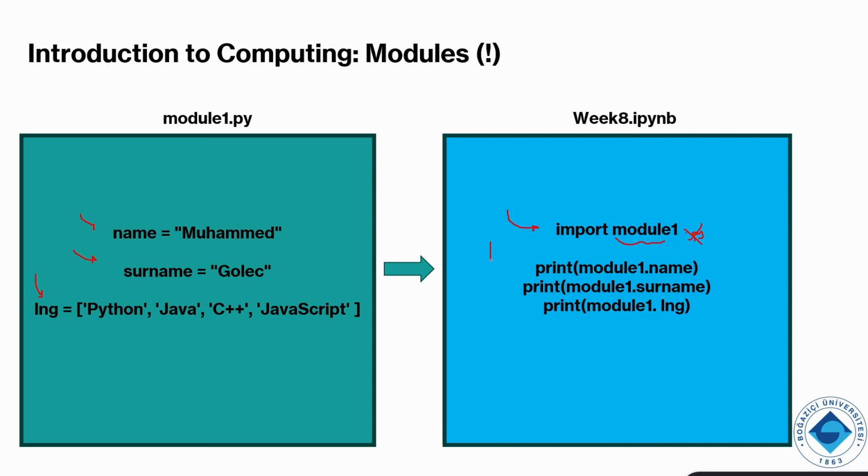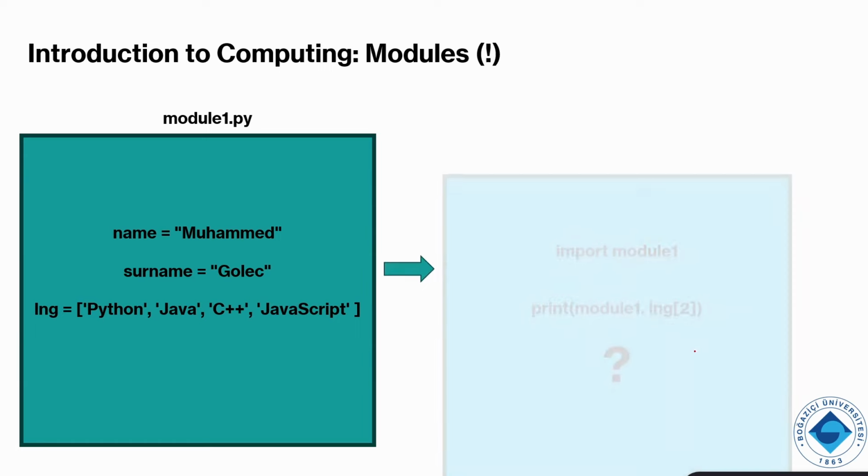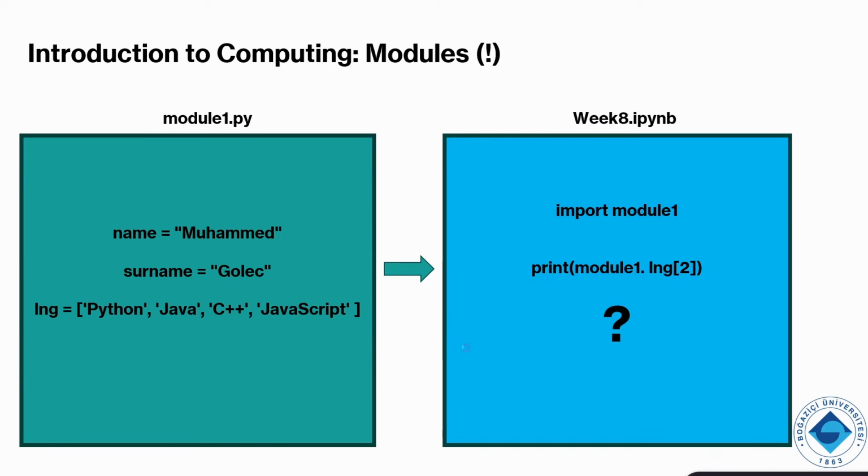And if I want to print my variables, I will use module1.name and module1.surname here. Likewise, if I want to print my list inside of the module, I will use print module1 dot my list name. It is language. Okay, again, I call my module here. I import here. Then if I write module1 dot language with its index number, it's gonna return 0, 1, and 2. C++, right?